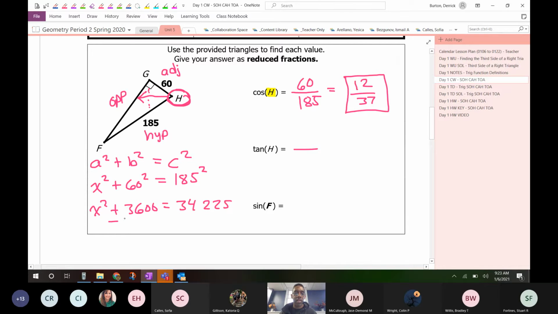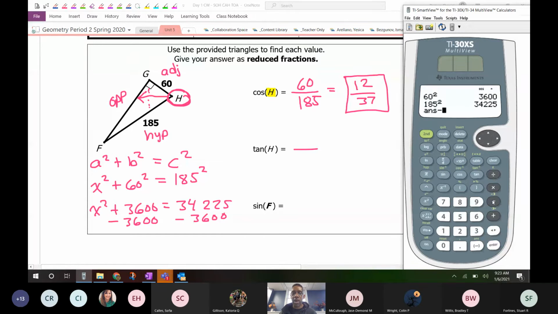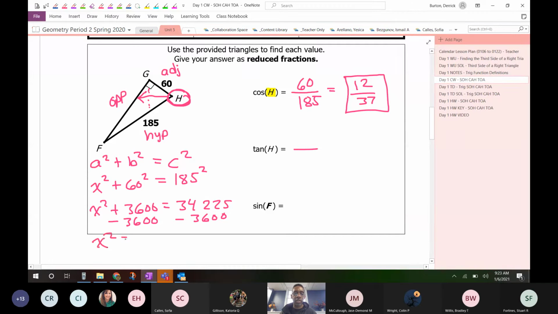34,225. So now I need to subtract 3,600 from both sides. So I'm just going to go minus 3,600. Okay, so that's 30,625. So x squared is equal to 30,625. To get x by itself, you have to take the square root of both sides.